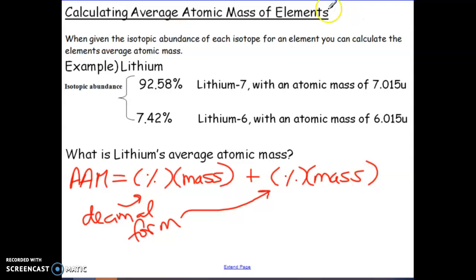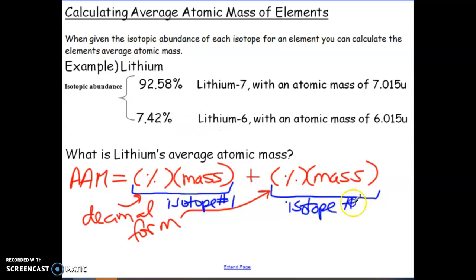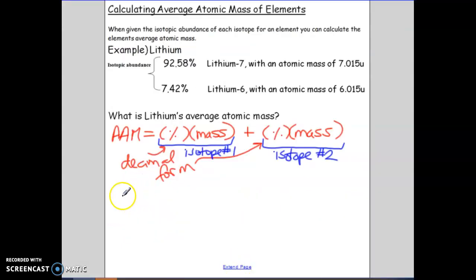Each one of these blocks, this would be for isotope number 1, and this would be for isotope number 2 in this case. If we had a third isotope, you would do the same thing. You would add the next block. If we had a 4th one, you'd have 2 more isotopes added in. The procedure is exactly the same. So let's take a look.